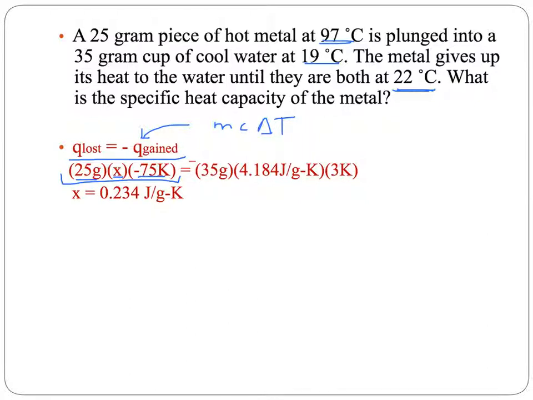And then on the Q gained, we need to use the negative of it, so we have a negative of, and again our mc delta T, here's the mass, specific heat of water, and a temperature change of only 3 degrees in this case because it was just going from 19 to 22. If you go ahead and do the math and solve for x, we find a specific heat of 0.234 joules per gram Kelvin. And this is fairly typical of metals.